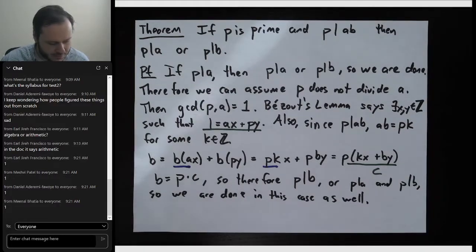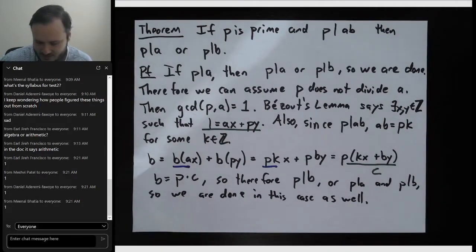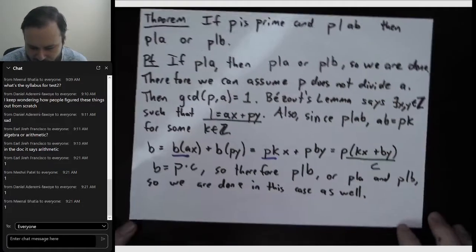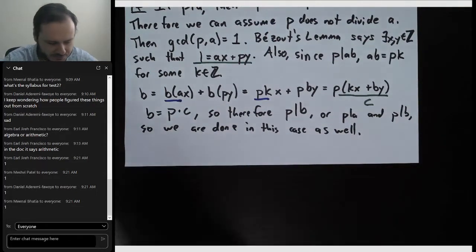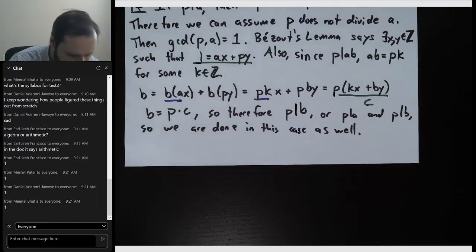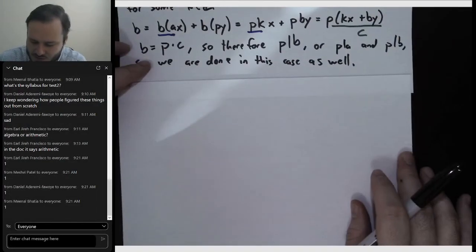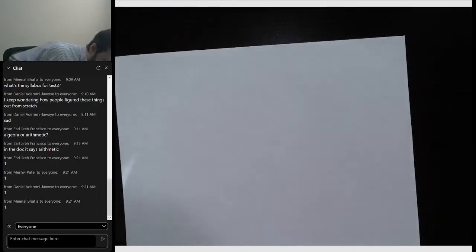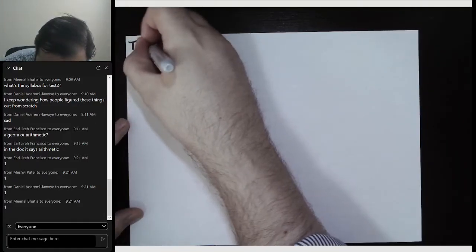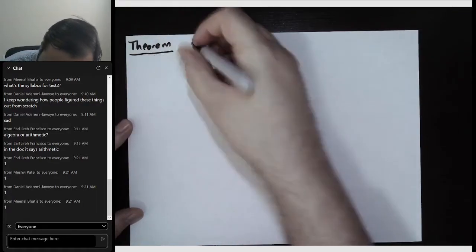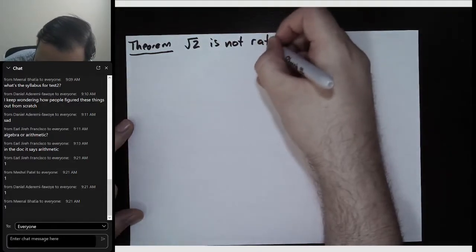Okay. We're going to use this in a second, and then we'll get back to using the fundamental theorem of arithmetic. But first, I want to do another proof. I want to prove something that you know, but you didn't know you knew how to prove. So theorem, square root of 2 is not rational.